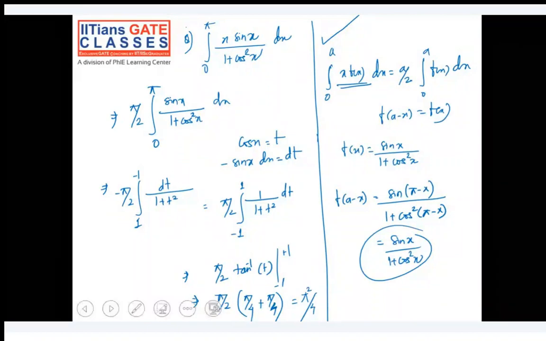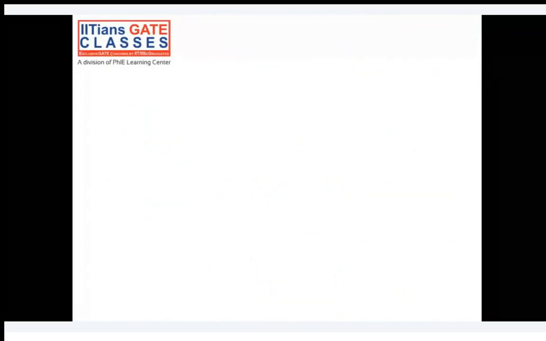Okay, let me give you one homework question. Write integration 0 to pi dx divided by a square cos square x plus b square sin square x. The answer is pi by ab. This question you have to solve.